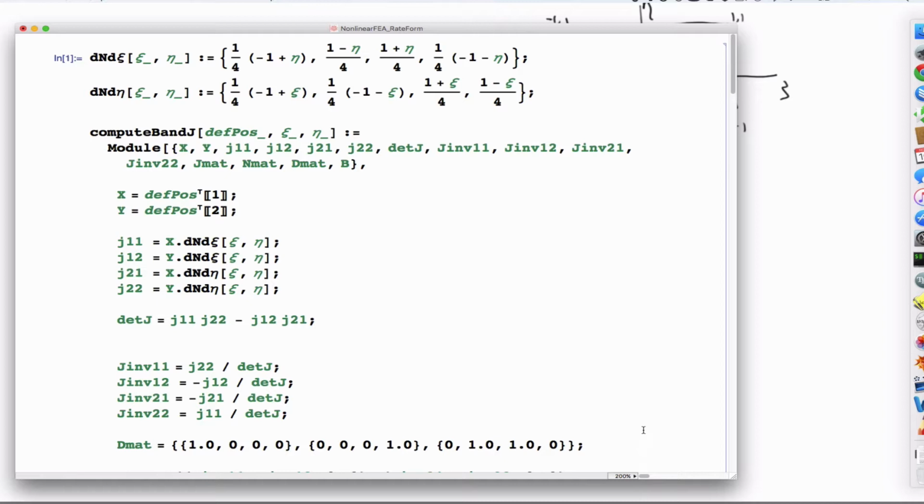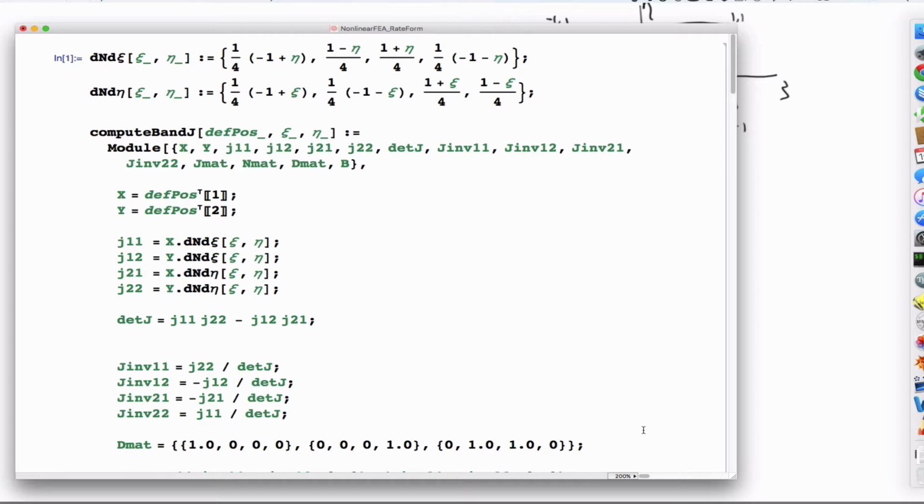And since it's bilinear, it's easy enough to just hard code them, right? So what you see up there are the derivatives of the shape functions with respect to xi and eta, right? Of course, in the weak form, we need the derivatives of the shape functions with respect to x and y. And so we use this Jacobian mapping technique, and that's really what the second function there is. So I have a function that's called compute B and J, right? B is the strain displacement matrix, and J is the Jacobian determinant that we need. It's the volume scaling, or area scaling in the 2D problem, between the parent element, the element on the unit square from minus one to one, and the real element in physical space.